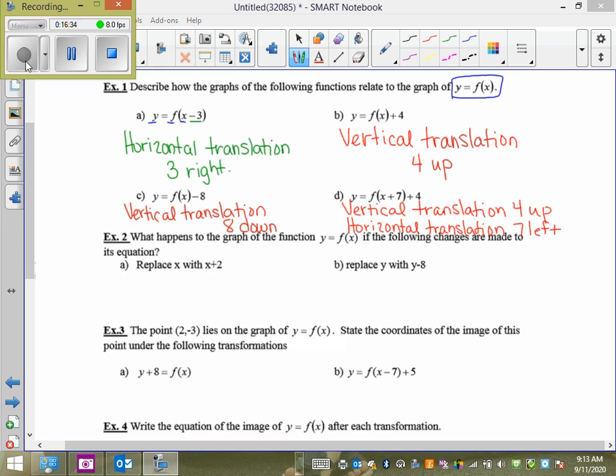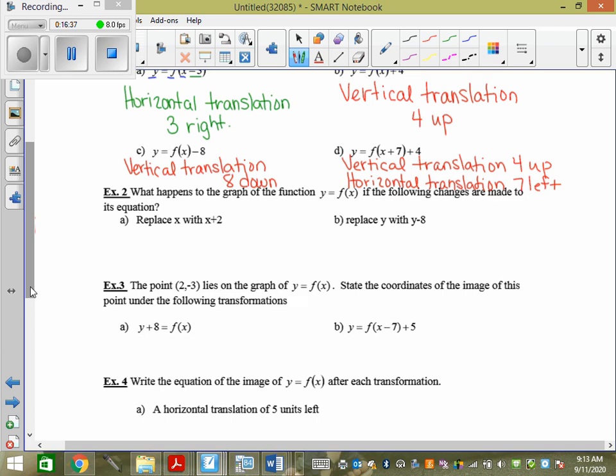Example 2, what happens to the graph of the function y equals f of x if the following changes are made to the equation? So we're using replacement, replacing x with x plus 2. So we're going to get y equals f, and instead of the x, we're going to take that x, throw it behind our head, and replace it with x plus 2. What happens then? What kind of translation? Zach? What kind of translation? 2 to the?